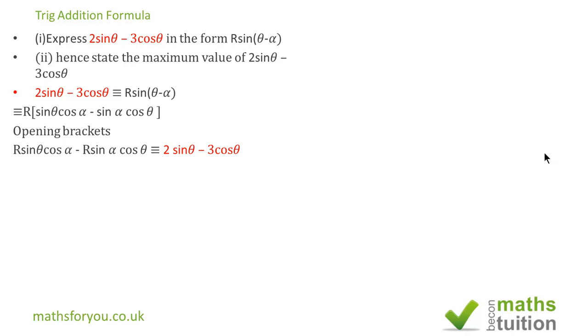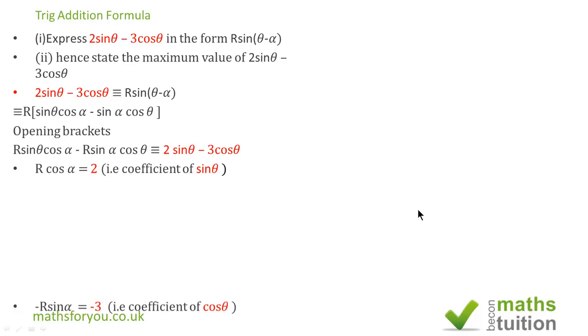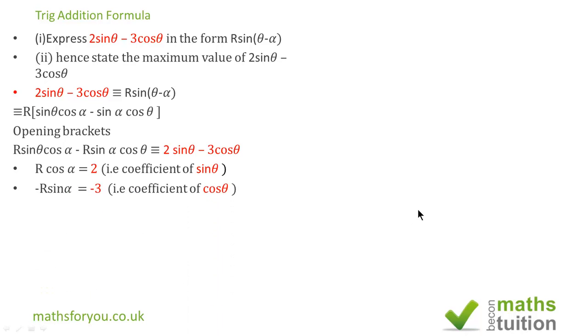If we now equate the coefficients, on the left hand side the coefficient of sin theta is R cos alpha, and on the right hand side the coefficient of sin theta is 2. From the left hand side, the coefficient of cos theta is minus R sin alpha, and on the right hand side the coefficient of cos theta is minus 3.